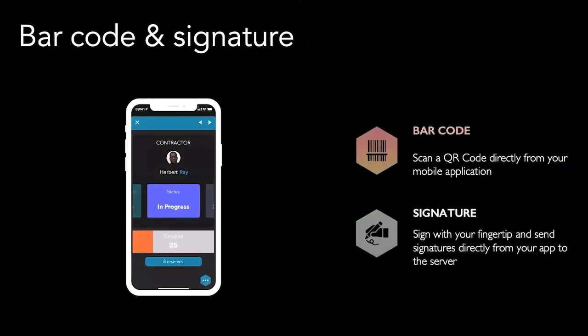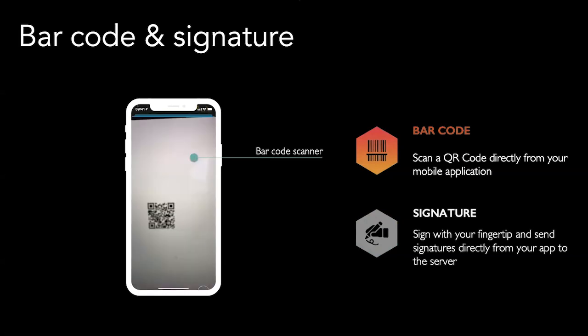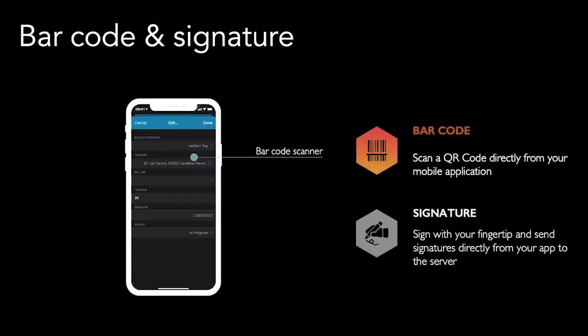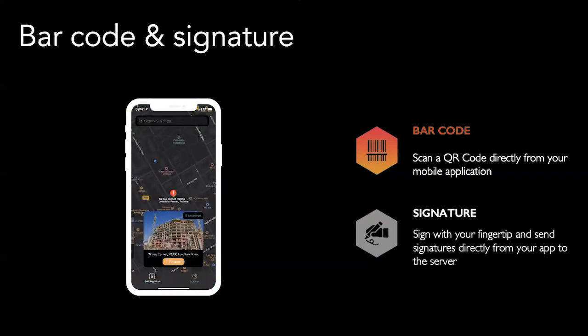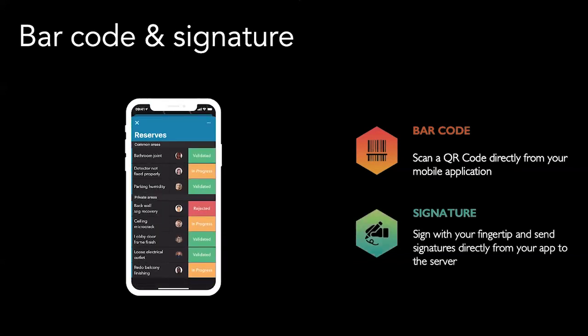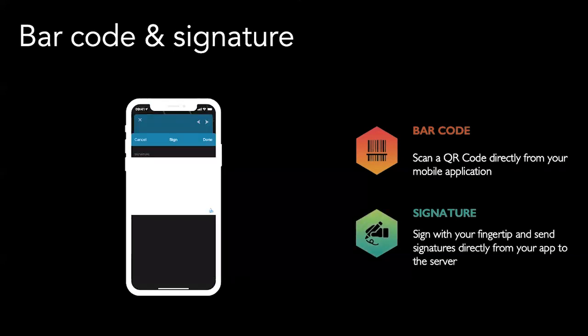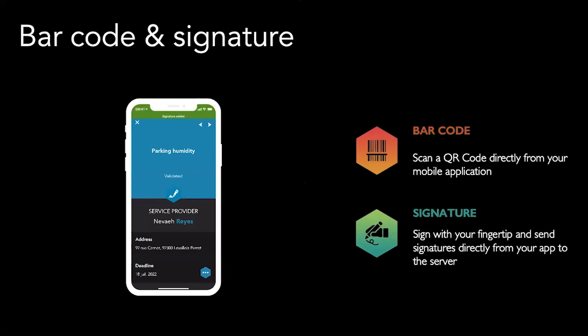And barcode and QR code scanning is also available for an enhanced search, which makes it possible to have apps adapted to field situations such as warehouse inventory needs. And signature is an excellent solution to get your customer signatures after a package delivery, for example. And with the signature format, you can sign with your fingertip and send the signatures directly from your app to the server.